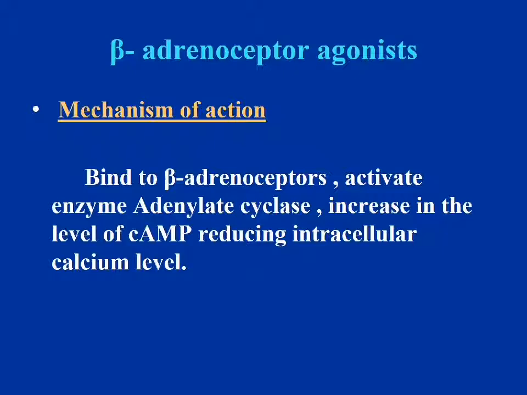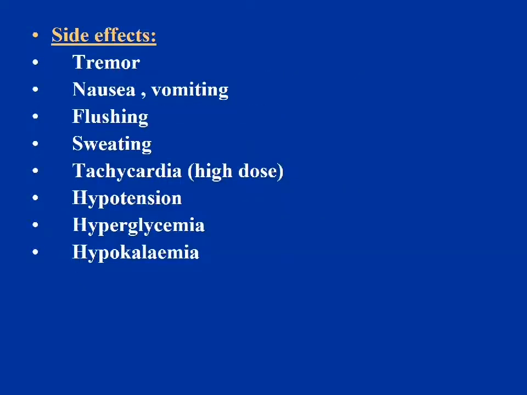What is the mechanism of action? They bind to beta-adrenoreceptors, activate the enzyme adenylate cyclase, increase the level of cyclic adenosine monophosphate, reducing intracellular calcium. What are the side effects? Tremors, nausea and vomiting, flushing, sweating, tachycardia when used, of course, in high dosages, hypotension, hyperglycemia, and hypokalemia.